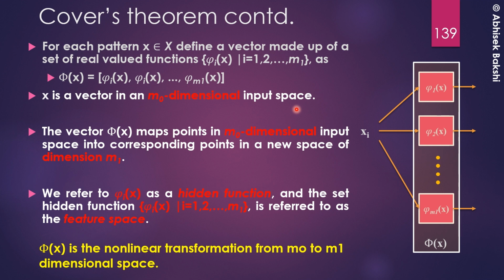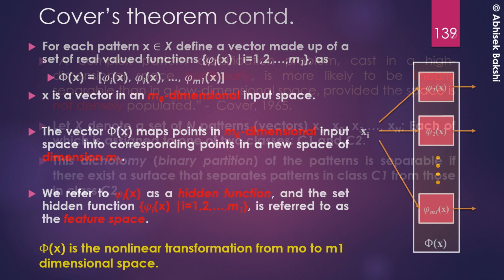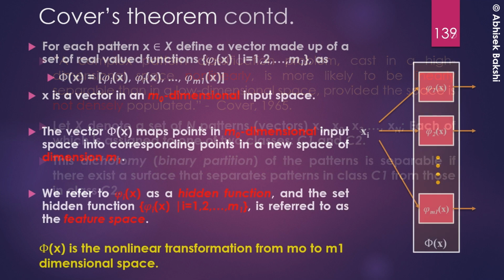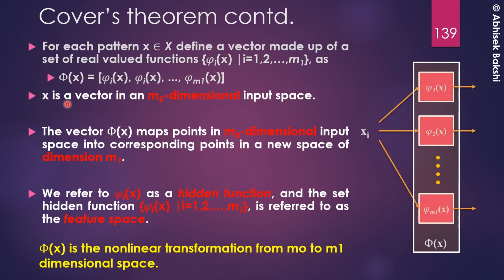Fine. Now assume that this x is a vector which is in an m0 dimensional input space. What does it mean? It means that this x, which is one element of the capital X set, so this x means maybe x1, maybe x2, or maybe x3, or maybe xn, whatever. One of these, represented as simple x. So this x is a vector of m0 dimensional input space.